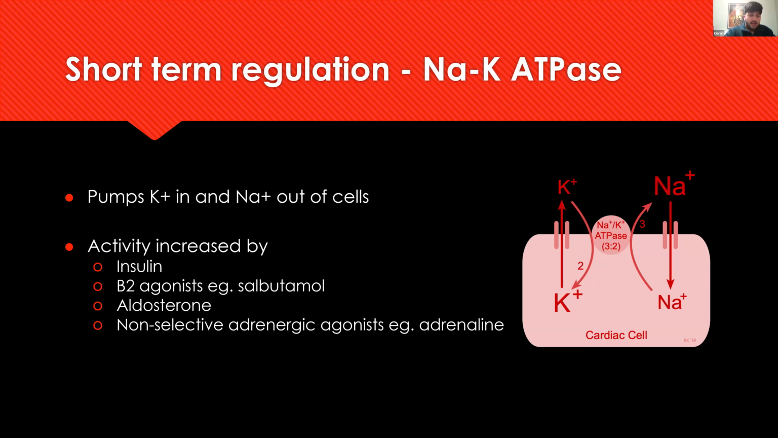And in terms of therapeutics, we also do exploit this property of the sodium potassium ATPase in hospitals, for example, by giving patients insulin or non-selective adrenergic agonists, or factors such as beta-2 agonists, such as salbutamol, which can cause that potassium to be translocated into cells and deal with that acute disturbance.